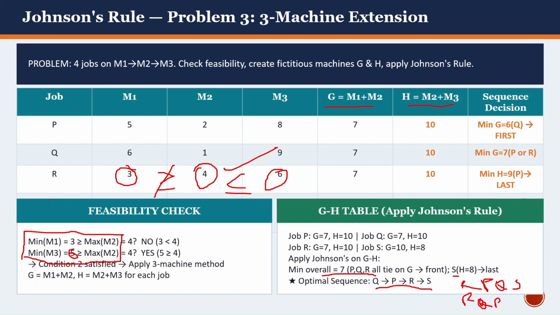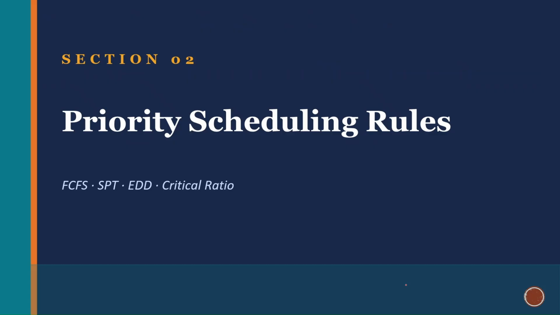So this is about Johnson's rule when we are scheduling n jobs on the machines. This is for when we don't have any priorities, or priorities are not defined. In that case, I will go ahead with whatever Johnson's rules are available.